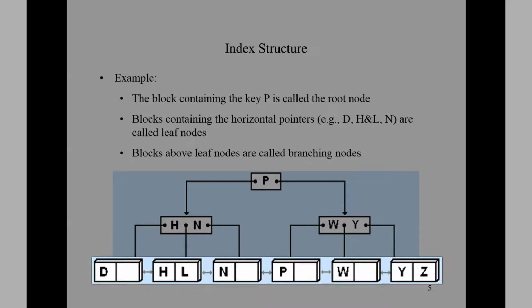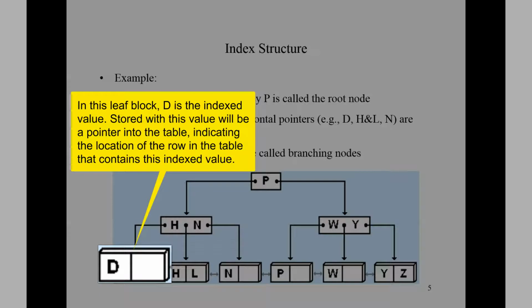The lowest level of the index contains what are called leaf blocks. These blocks store every indexed value together with a pointer to the table that contains this value. Thus, we're talking about two structures. The index itself is one structure, and the table that contains the complete rows or records represents a second structure. But the two structures are related, as we're suggesting here, by the pointers contained within the leaf blocks of this B tree.